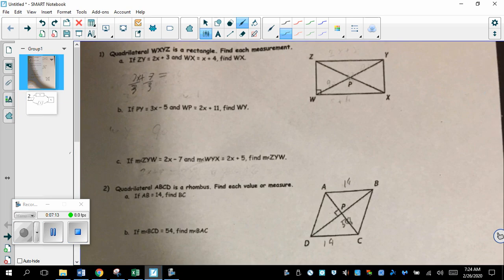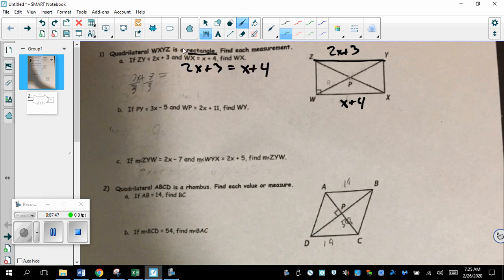Let's talk about it. It says quadrilateral WXYZ is a rectangle. That's important. It's a rectangle, so we know all sorts of things about that. Find each measurement. ZY. ZY is here, and that's 2x plus 3. WX is x plus 4. Well, what you know about the opposite sides of any parallelogram, and more specifically rectangles, is that those two things are equal. 2x plus 3 is equal to x plus 4.